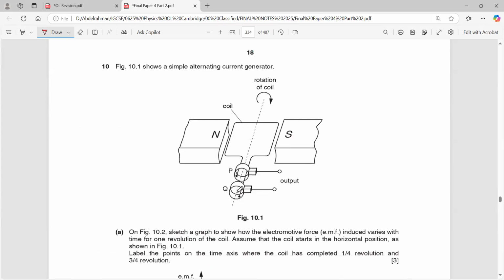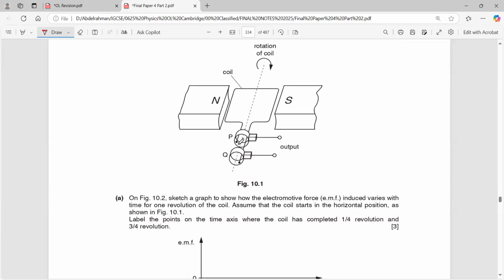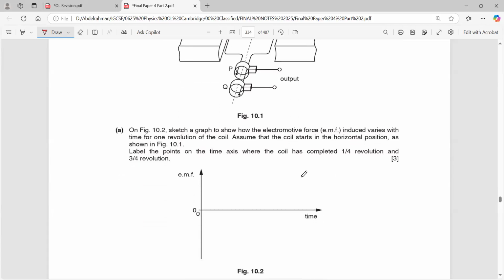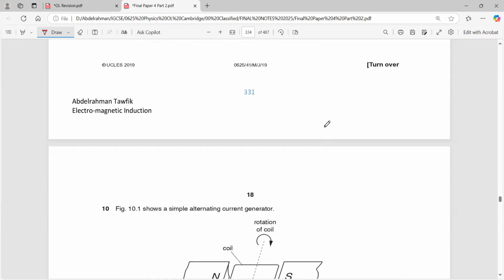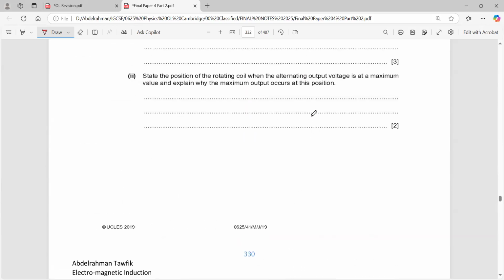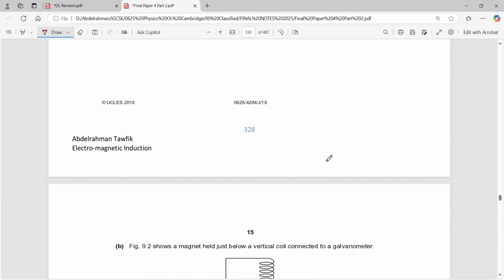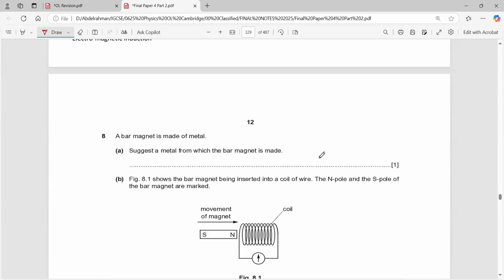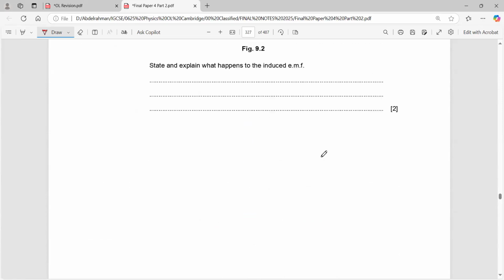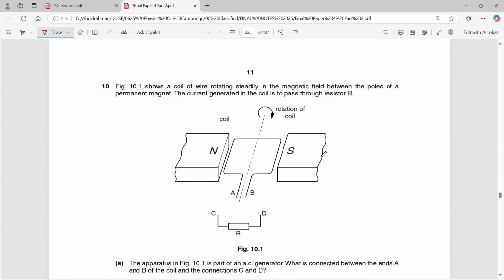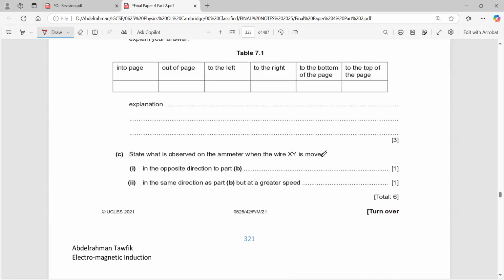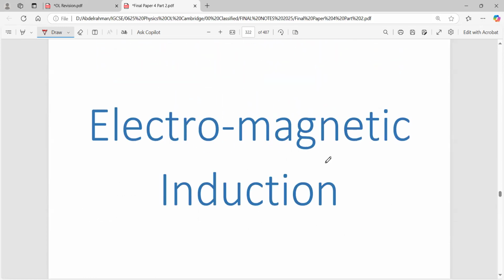This is called the horizontal position. At this position, at this instant, you'd have the maximum output. Horizontal position, maximum output. Moving on quite quickly to the DC motors. Most of the questions are in the horizontal position. I have no idea why.